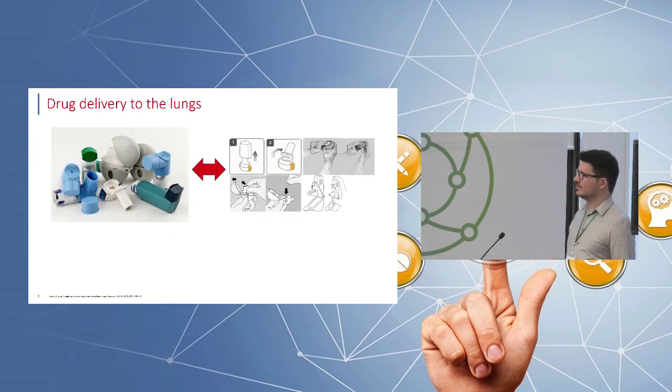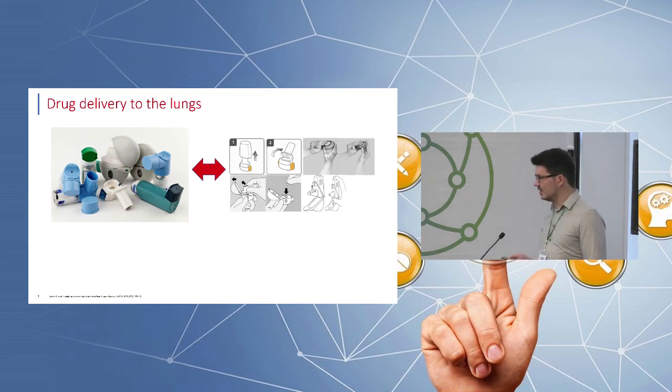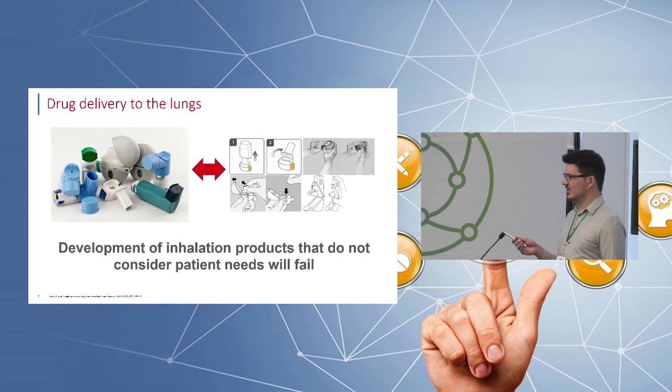When we look into drug delivery to the lungs, there's a multitude of medical devices available in the market with many different mechanisms. We can have capsules, MDIs, DPIs, DPIs with a capsule mechanism, with a blister mechanism, with a reservoir. So this can become very challenging for a patient to be able to use these devices properly and ensure that the prescribed therapy is really effective. If we are developing inhalation products without considering the patient's needs, these products will for sure fail, because there's the interface between the patient and the device that needs to be considered.